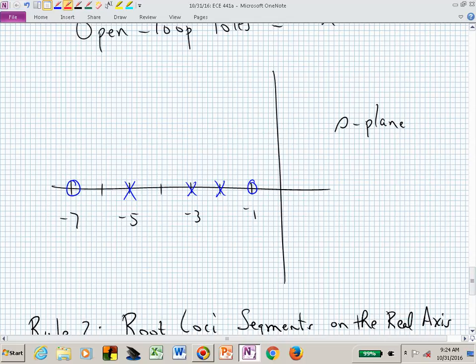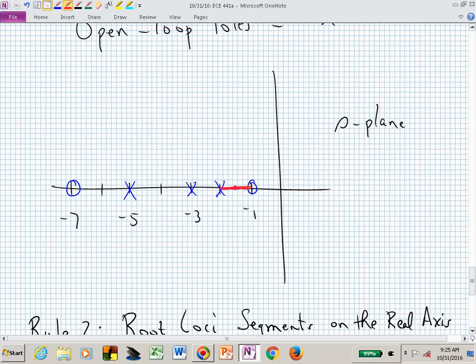What if I look at a point here? Does any point there between -1 and -2 have an odd number of poles or zeros to its right? Poles and or zeros to the right, and I just need it to be odd. Yes. So this segment between -1 and -2 does belong to the root locus.